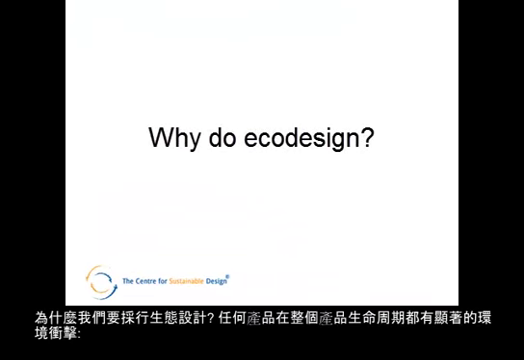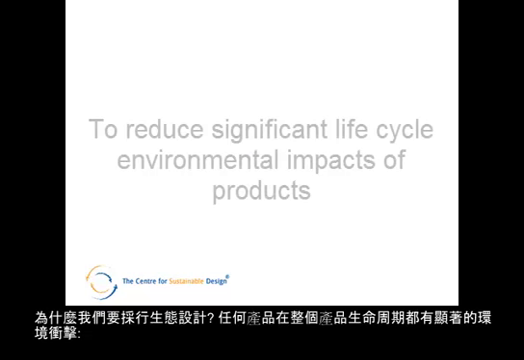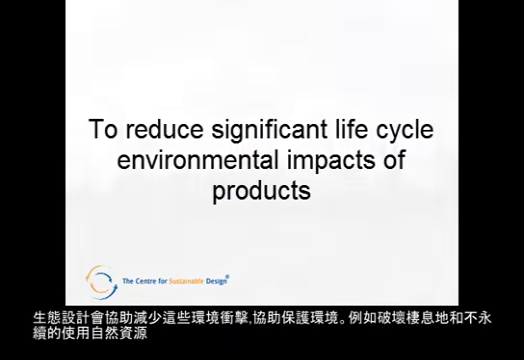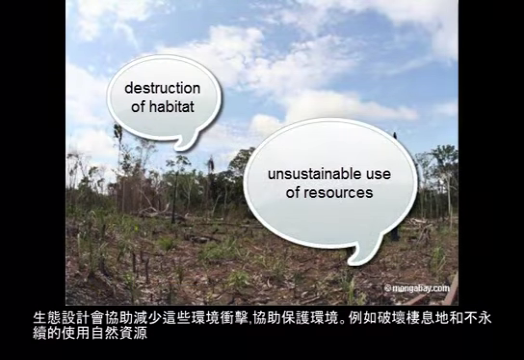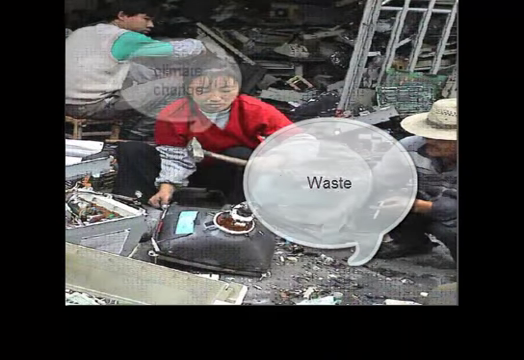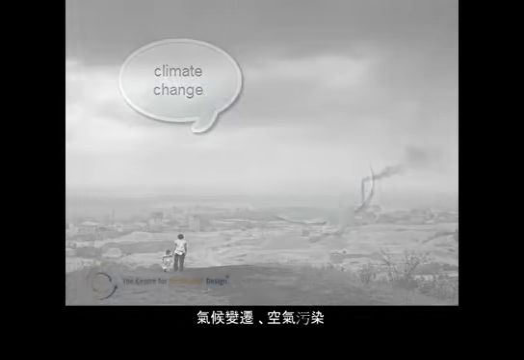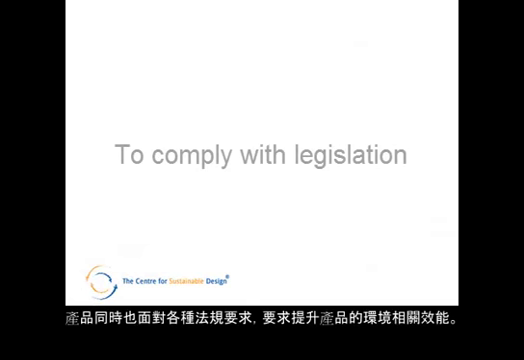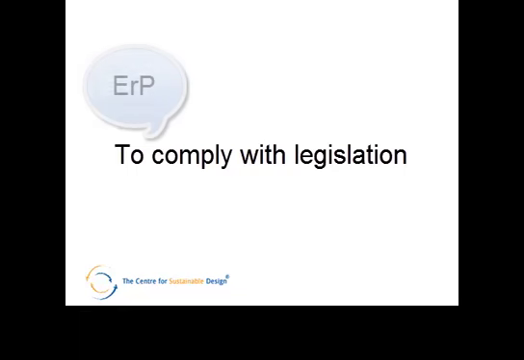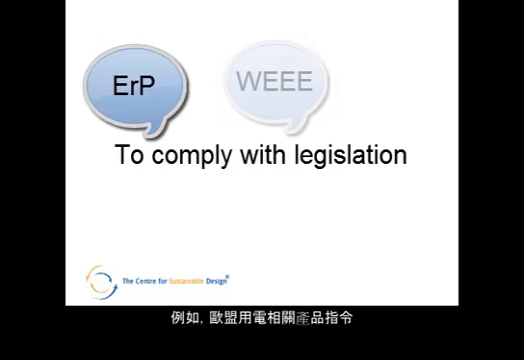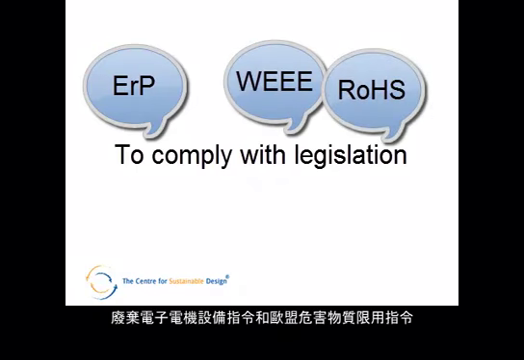So why should we do eco-design? Products have significant life cycle environmental impacts, and eco-design will reduce these and help to preserve the environment. Also, products are increasingly covered by legislation that requires improvement of their environmental performance. For example, the Energy Related Products Directive, the WEEE and RoHS directives, and the REACH regulation.